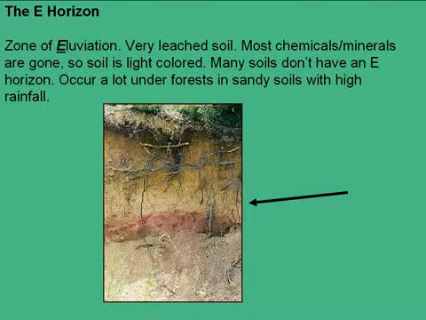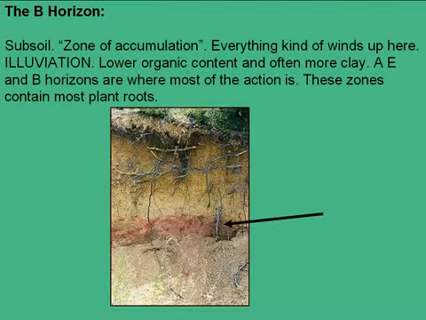The B horizon is also referred to as the subsoil, which is called the zone of accumulation. This is the area where everything ends up through eluviation. You do have a much lower organic content, as most of the organic content is in those upper layers, but you do end up with more clay. The smaller particles have trickled down to this area. The A, E, and B horizons make up the area where most of the root action and nutrient cycling and nutrient processes go on, and these zones contain the most plant roots.